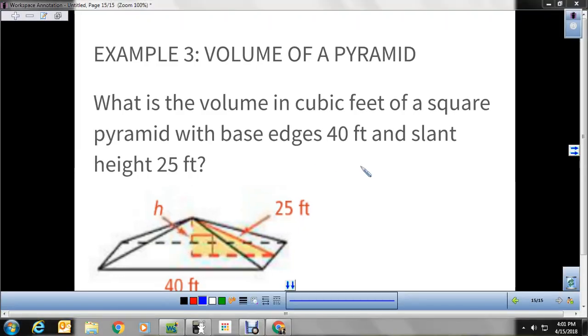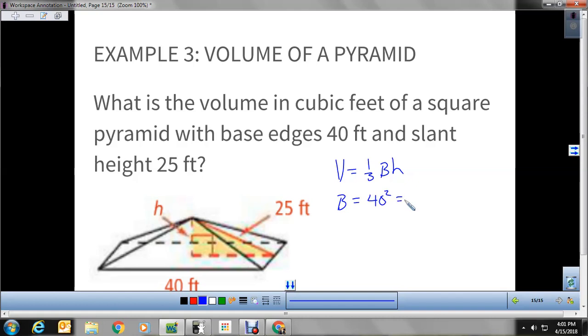So the first thing we need to do after we write our equation down and identify any variables is we're going to have to find our true height. So the volume is once again 1/3 area of the base times the height. Area of the base, we know is going to be 40 squared, which gives us 1,600. All right, so we got 1,600 as the area of our base. Now we need to find our height.